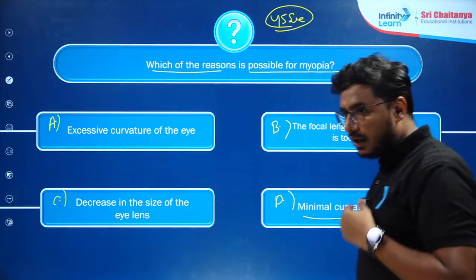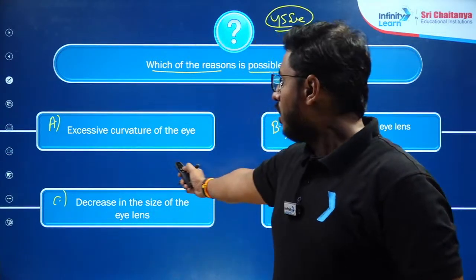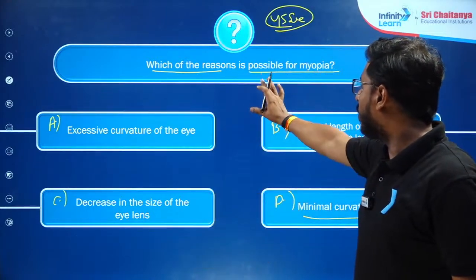Abhijit का आंसर आया A part. Okay, Abhijit. What about the other students? Quickly answer. Talking about this question, the possible reason for myopia.